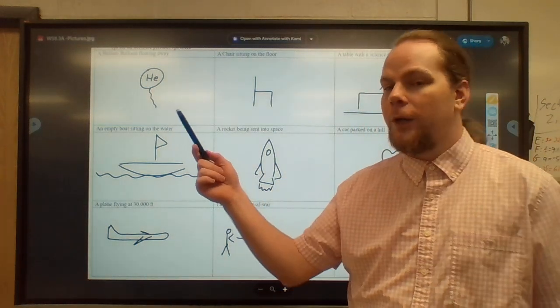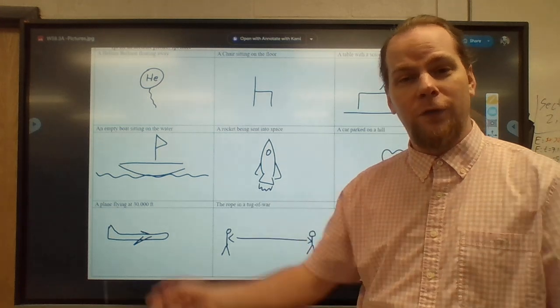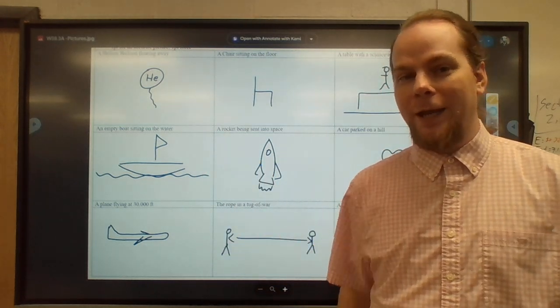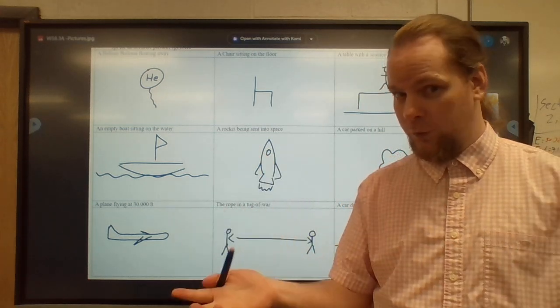Okay, so first one up here, we have a helium balloon floating away. So pause this, do a free body diagram for this one, and then come back and we'll check and see if you did it right. All right, I'm going to move on, assuming that you've paused that.